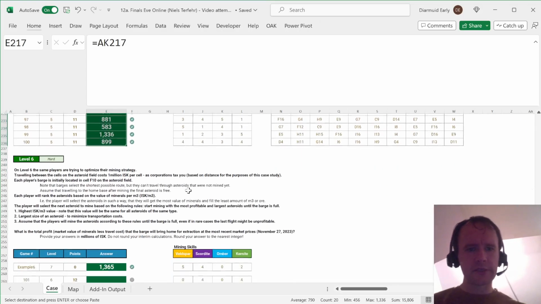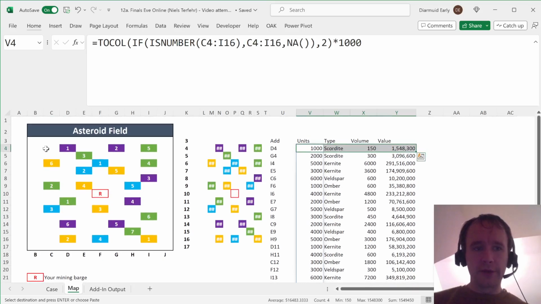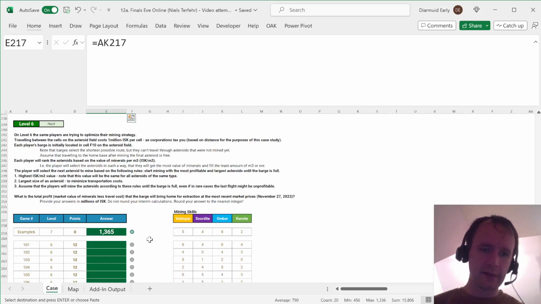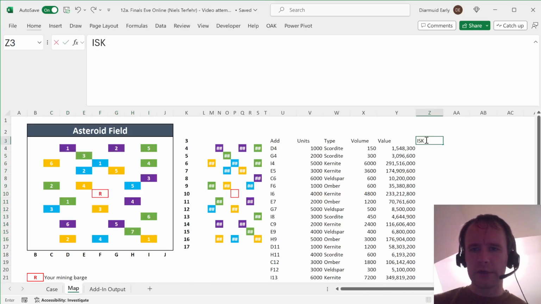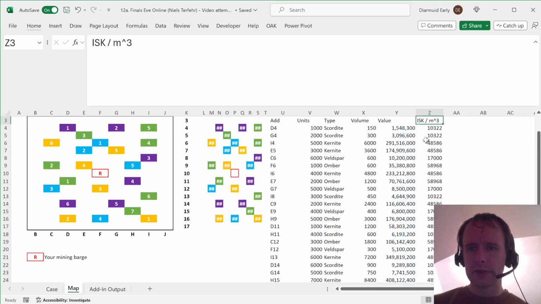Okay, then level 6 is a little bit like level 5. There's, again, two extra twists. One is, rather than having a default order for these, you're going to tackle them in order of profitability. That's the first thing. And then the second thing is that you're going to pay a cost for the distance you travel. Now, something interesting here. So, well, two things. One is you're interested in tackling them in the order of highest value per meter cubed. So ISK per meter cubed, we've already got the value and the volume, so that's a pretty easy calculation.